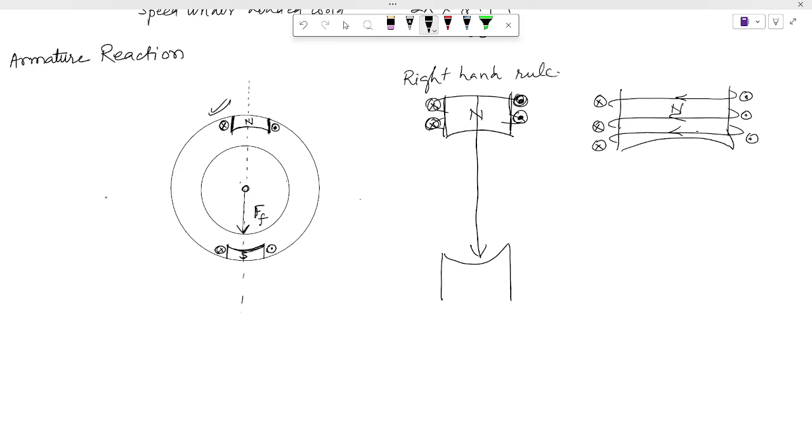You know that brushes in a DC machine are kept somewhere. If this is the magnetic axis, if I call A dash the direction of magnetic field, and I ask you what is the magnetic neutral axis, then this will be perpendicular to the direction of magnetic field. Can I call this MNA, magnetic neutral axis? Yes or no? Any doubt?